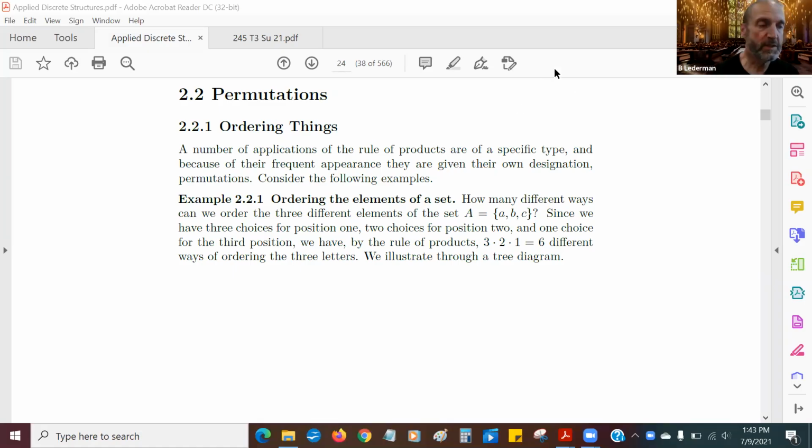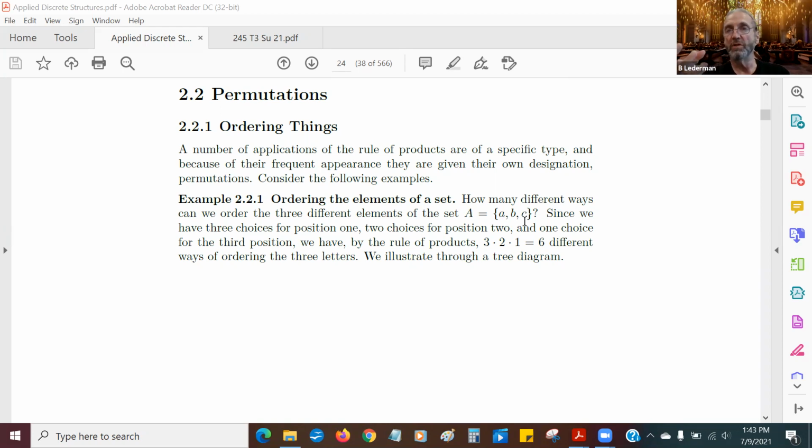Hi, everybody. We're doing section 2.2, permutations. And permutations are used when we're ordering things. I don't mean ordering food from a restaurant, but I guess there's probably some permutation math in there also. What I mean is, if we want things in a certain order, for example, if I have the set ABC, how many orders could I do that?